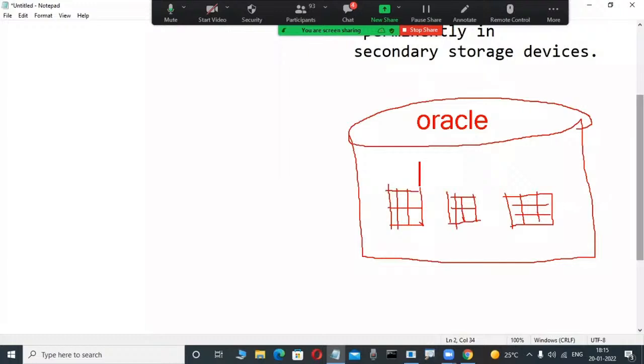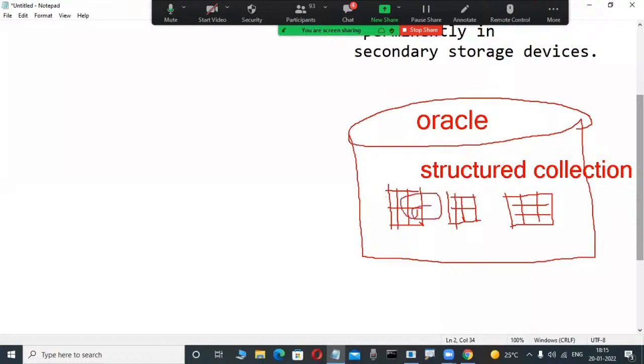Once it is a structured collection of data, all relational databases store a structured collection of data. That is important, not non-structured. Non-structured data means other databases are there. Oracle is one of the popular relational databases, storing a structured collection of data.